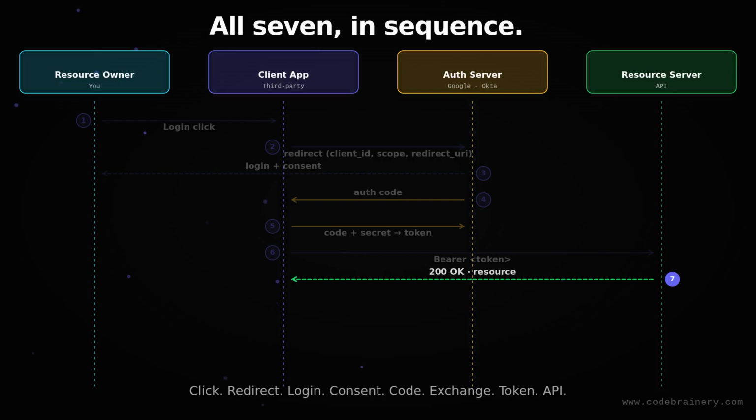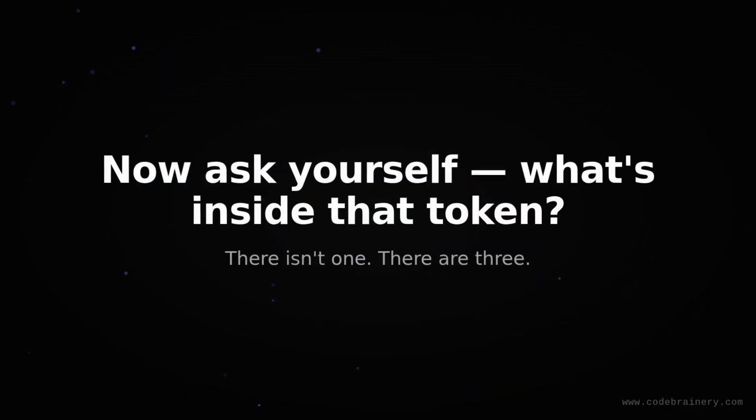Every login button on the internet is doing exactly this every time you click it. Now ask yourself, what's actually inside that token? Because there isn't one token, there are 3, and mixing them up is how people get hacked.